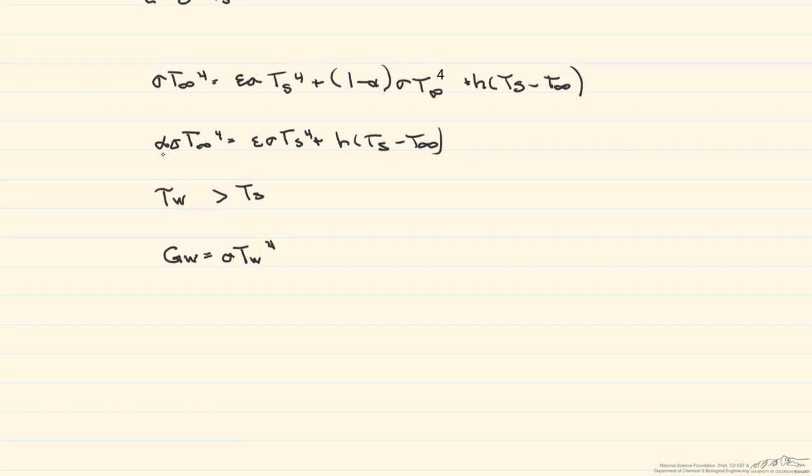So now our final equation can be alpha sigma T infinity to the fourth plus alpha, now this is the alpha of the wall, sigma T of the wall to the fourth, and that's going to be equal to epsilon sigma Ts to the fourth. So that's your emissive power, plus h times (Ts minus T infinity). One thing to keep in mind is that the alphas are not necessarily equal, and in fact are often not.